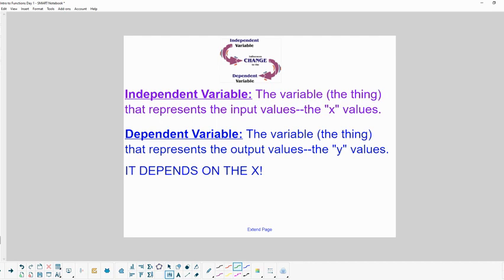that will determine what is going to come out for y, because the function will do its thing and multiply that number or divide that number or whatever it does to that number. And so the y values that come out are called the dependent variable, and it depends on x.